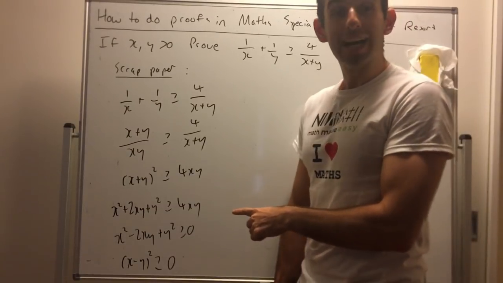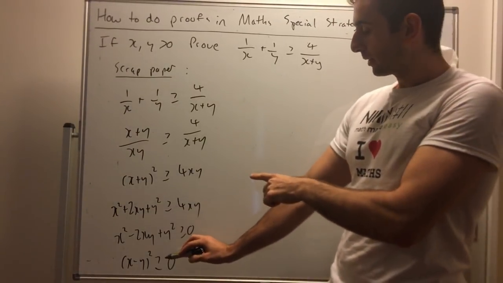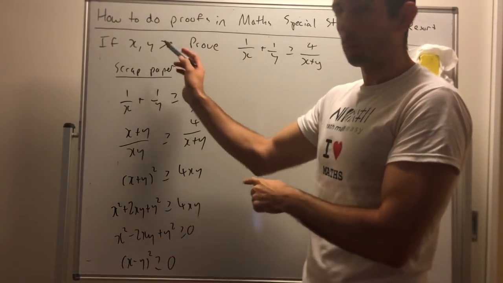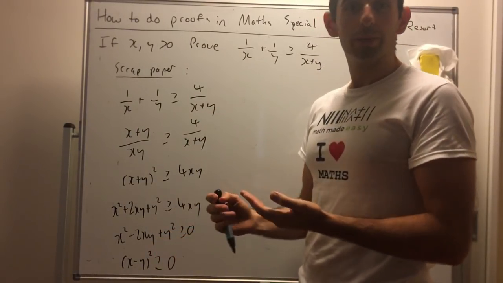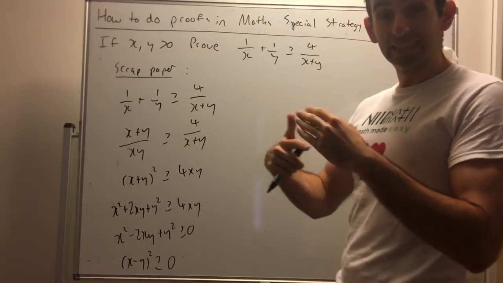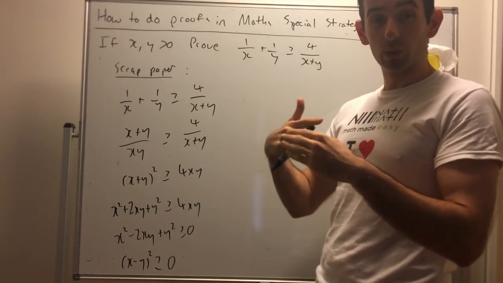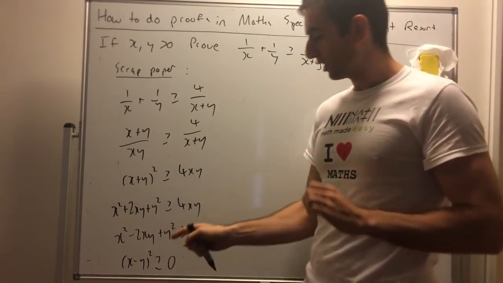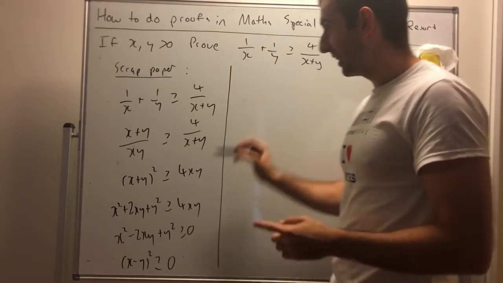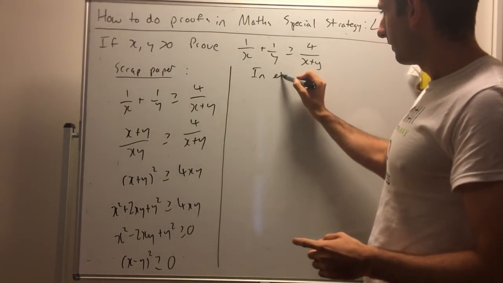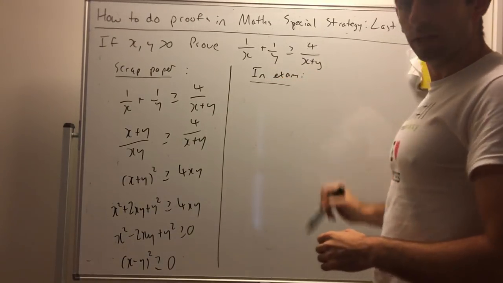Now look at that, we're done. Why? Because this is 100% true. X and y are positive numbers, and if we subtract them and then square it, obviously it has to be at least 0, right? When you square a real number, it has to be at least 0. So this is 100% true. So this is what you do on your scrap paper, but in the exam, you're going to rewrite it.